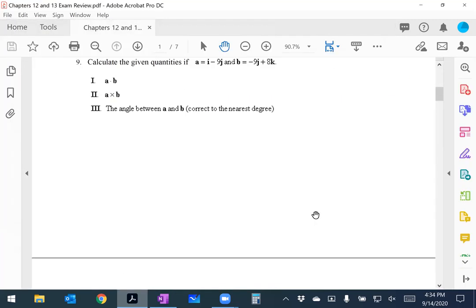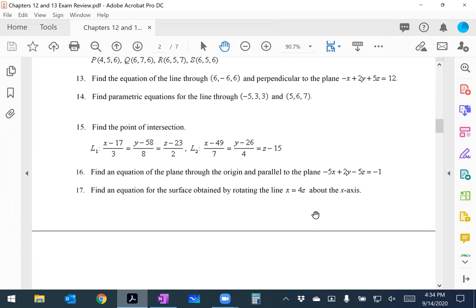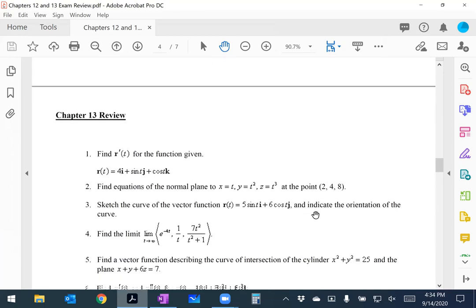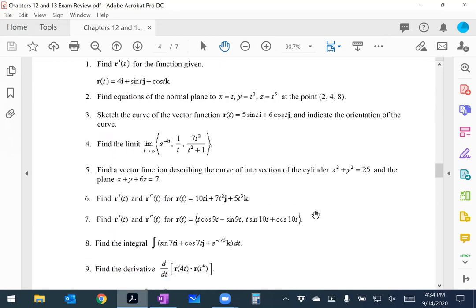Okay. Question number 2 on chapter 13. It says, find the equation of the normal plane to this space curve at 2, 4, and 8. So, equation of the normal plane. This one's kind of interesting. What's the normal plane? Well, it's going to be orthogonal to this, right?